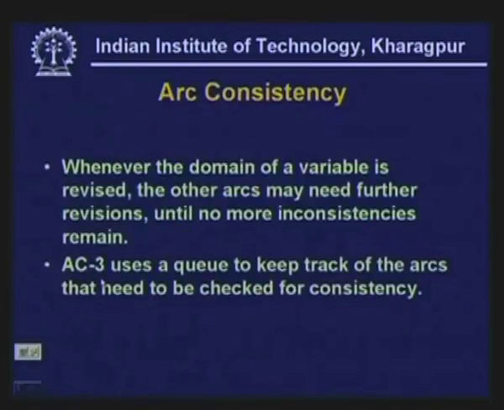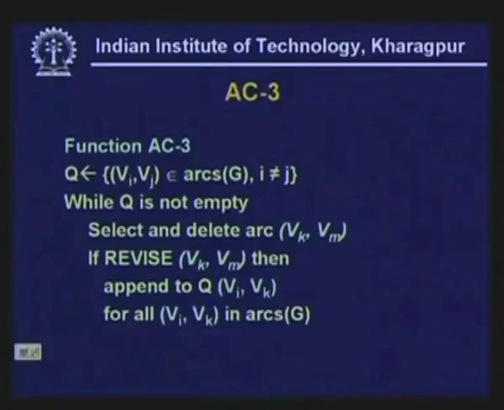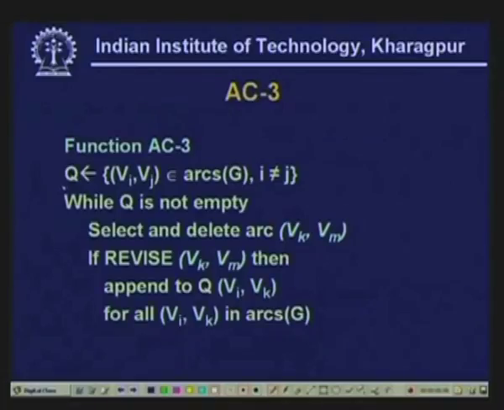So, AC3 does this constraint propagation. Whenever the domain of a variable is reduced, according to this algorithm, you propagate the constraints to the neighbors of that variable. So, this is done recursively in the AC3 algorithm. Now, let us look at an implementation of the AC3 algorithm. So, we have a data structure of a queue. Initially the queue contains all the arcs of the graph.